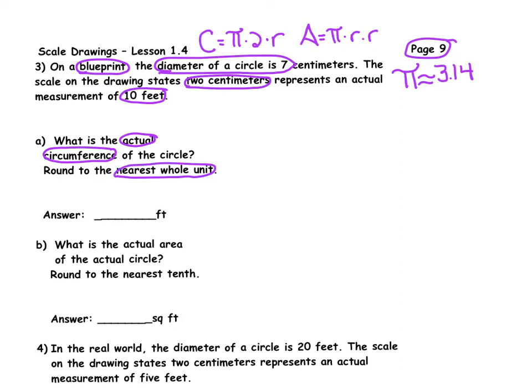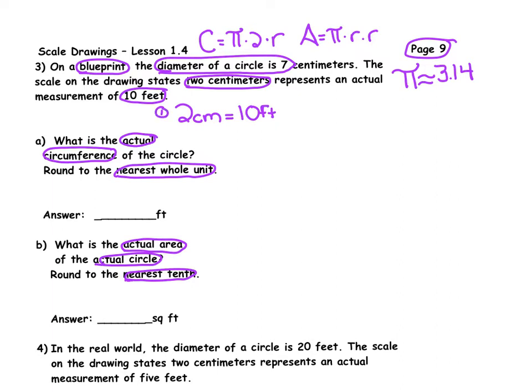And then, what is the actual area of the actual circle? And we're going to take that measurement to the tenths place. Well, let's start by jotting down our scale factor. On your notebook paper, please write down 2 centimeters equals 10 feet in the real world.